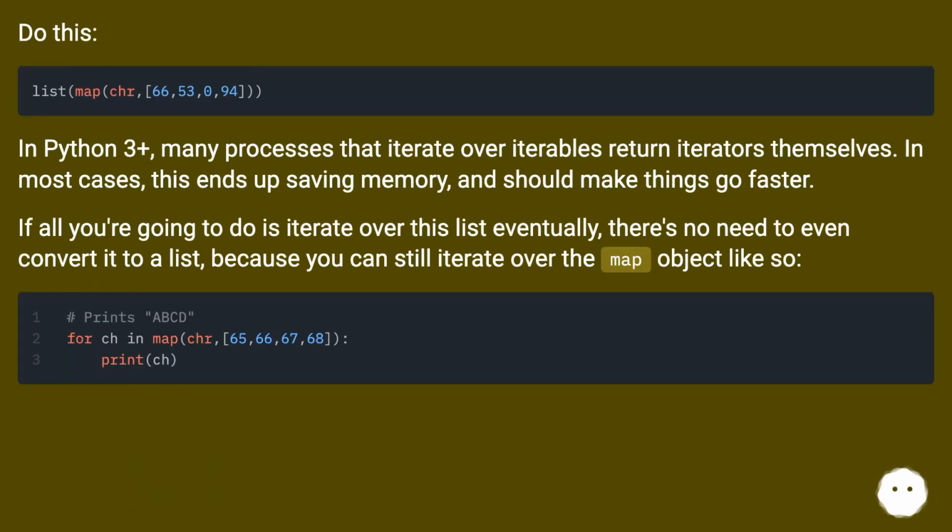Do this. In Python 3+, many processes that iterate over iterables return iterators themselves. In most cases, this ends up saving memory, and should make things go faster. If all you're going to do is iterate over this list eventually, there's no need to even convert it to a list, because you can still iterate over the map object like so.